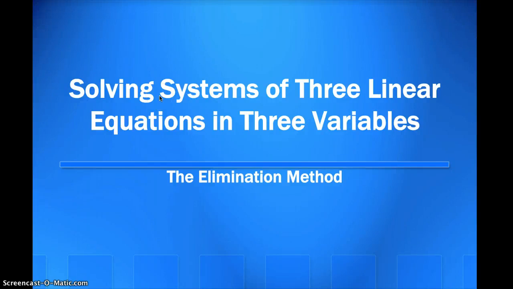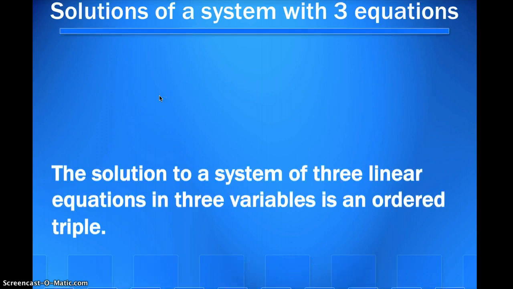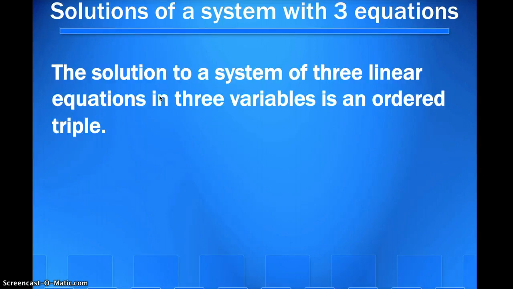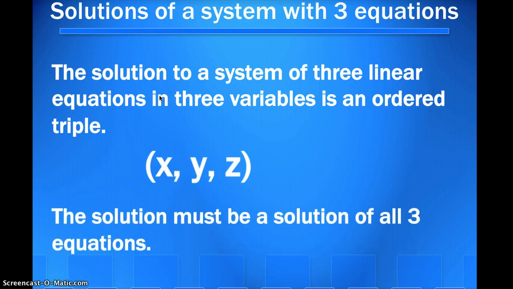Hello, in this video, you're going to learn how to solve systems of three linear equations in three variables using the elimination method. The solution to a system of three linear equations in three variables is an ordered triple: x, y, and z. The solution must be a solution of all three equations, like what I am going to show you now.